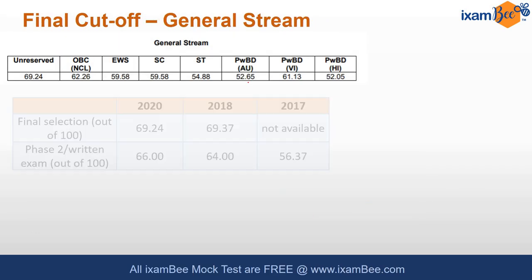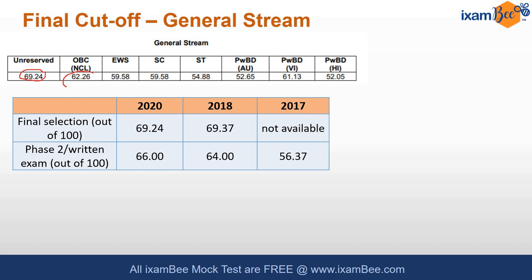And if you see, this was the final cutoff. Unreserved 69 marks, 69.24, and almost the same earlier in 2018 also. And only phase 2, if you see, it was 66 here, 64 here. That is written, meaning phase 2, 2 papers, take this as 100 marks. So 67 and 33 you can say, because 2/3 was the common paper and 1/3 was the English. And when I am saying final selection, interview marks are also added here.